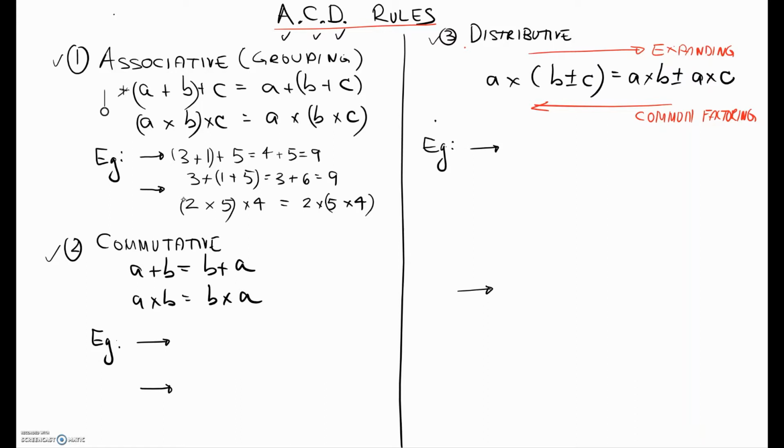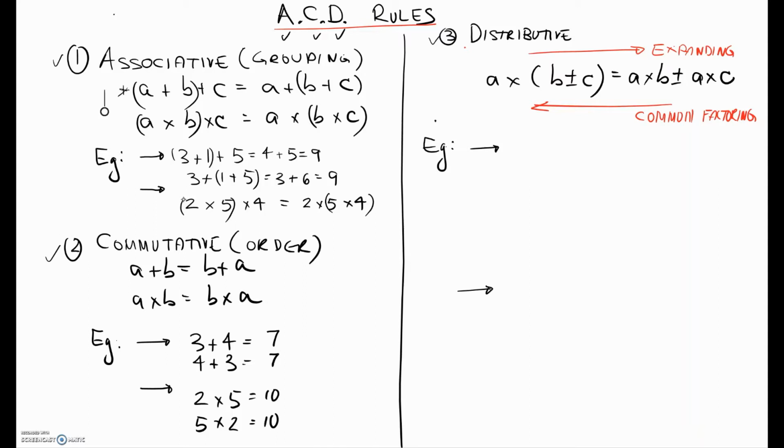Now, moving on to commutative. This is sometimes called the order property. So when you're adding or multiplying two numbers, the order makes no difference. So if I had 3 plus 4, I'm going to get 7. But if I have 4 plus 3, I'm still going to get 7. The same thing goes for multiplying. 2 times 5 gives me 10. But 5 times 2 also gives me 10.